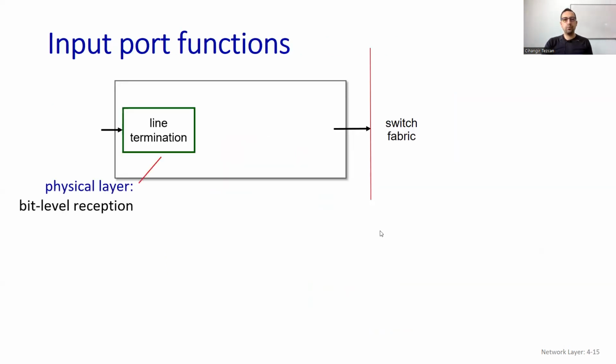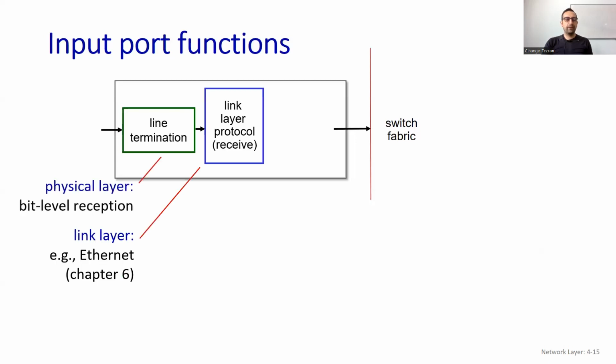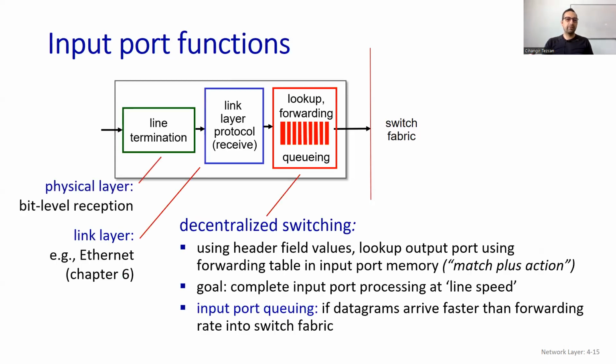Okay. So there are some physical parts. I will briefly read the slides and move on. At the physical layer, you have the bit-level reception here. You transport it to the link layer, with protocols like Ethernet and so on, which is the topic of the next layer. Once you receive it, you put it inside your queue. This is lookup, forwarding, and queuing.